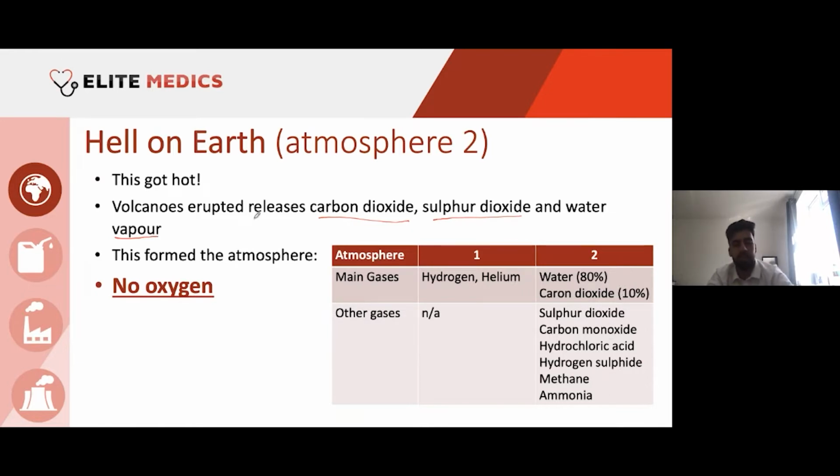Okay, so that's the big point here. There's no oxygen in atmosphere 2. We have all these other gases: sulfur dioxide, carbon monoxide being toxic, hydrochloric acid, hydrogen sulfide, methane, and ammonia. But remember, this is mainly due to volcanic activity.